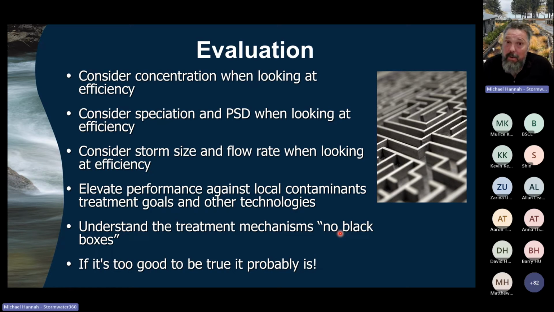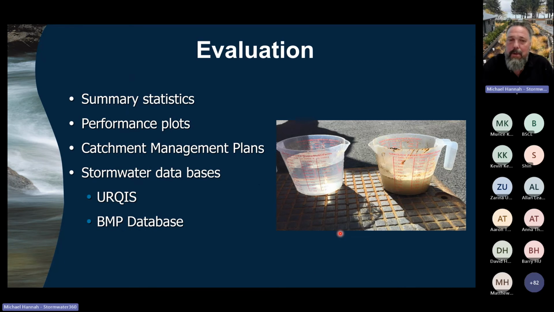Because stormwater pollutant removal, especially with dissolved and really low concentrations, is really, really hard. And you really need large systems to do it, like our traditional devices. So if it's really sounding too good, you need to look really deeply at the data and see how that can possibly be happening. And there's a few tools here on how you can evaluate all this data.